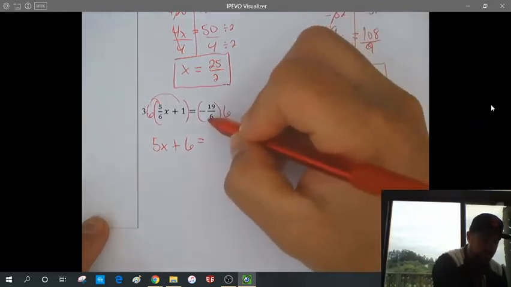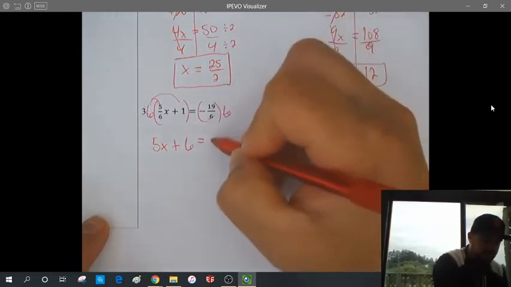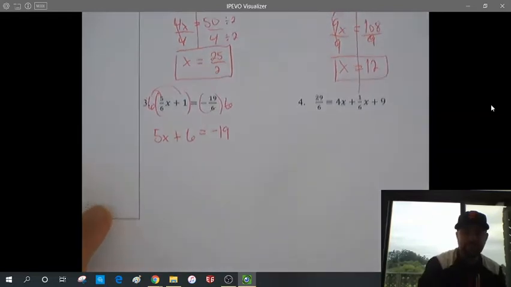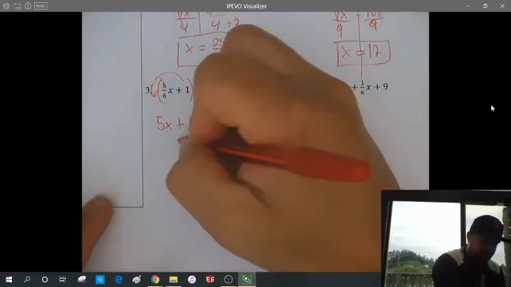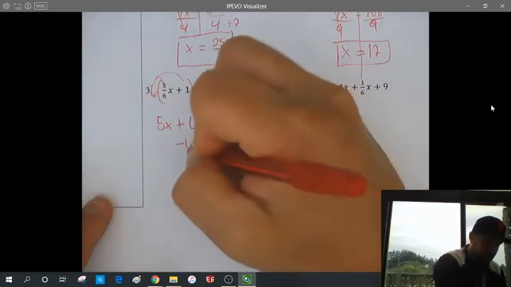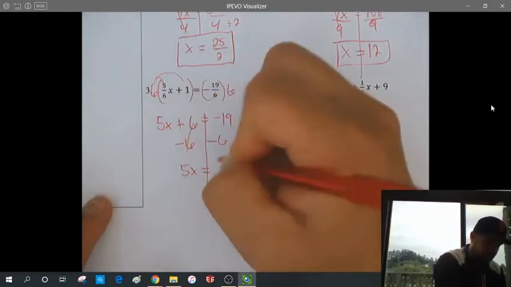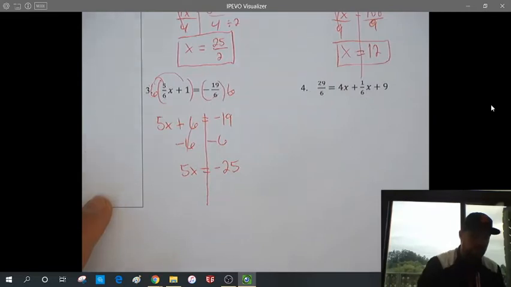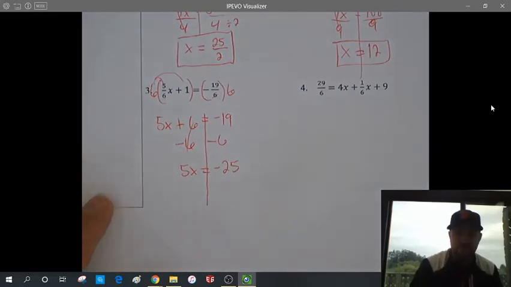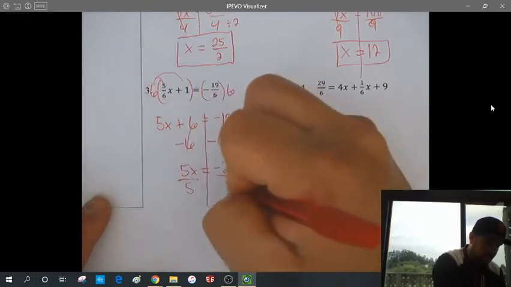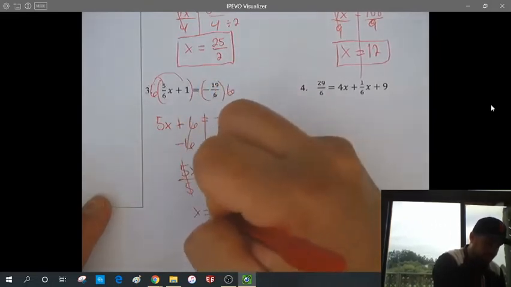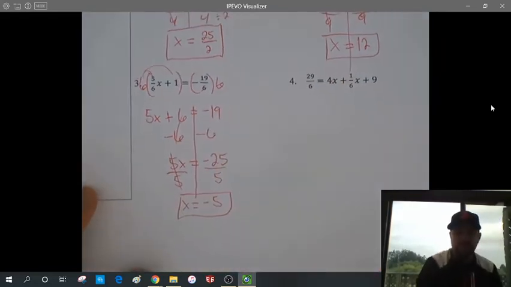And then over here, again these 6's are going to cancel, and so it's going to leave me with just negative 19. Solve that for x. When I subtract 6 from negative 19, remember that's going to be a same sign keep and add situation. And we end up getting that x is equal to negative 5.